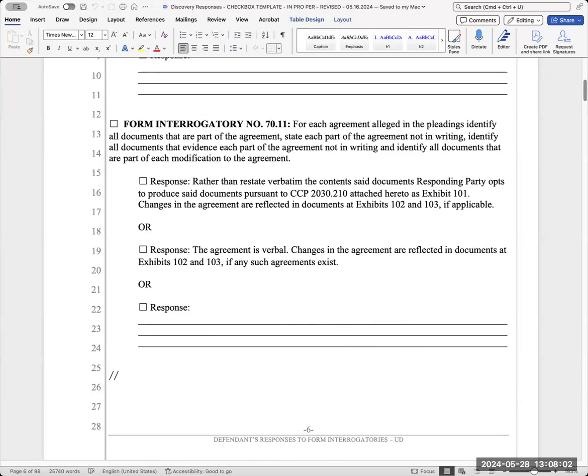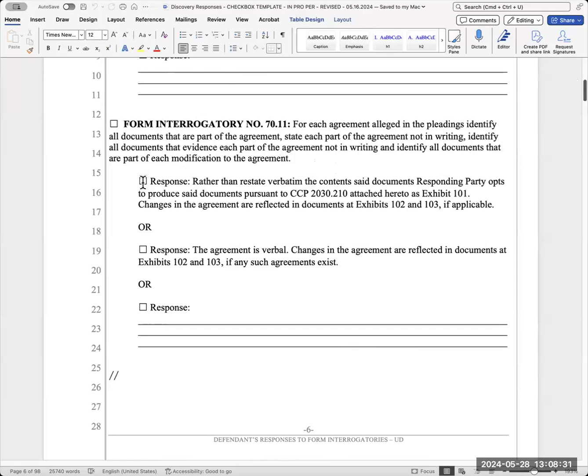70.1, for each agreement in the pleadings, identify all documents that are part of the agreement, state each part of the agreement not in writing, identify all documents that evidence each part of agreement not in writing, and identify all documents that are part of each modification to the agreement. Okay. So once again, this is talking about the lease and the rental agreement and that you're going to attach as Exhibit 1.